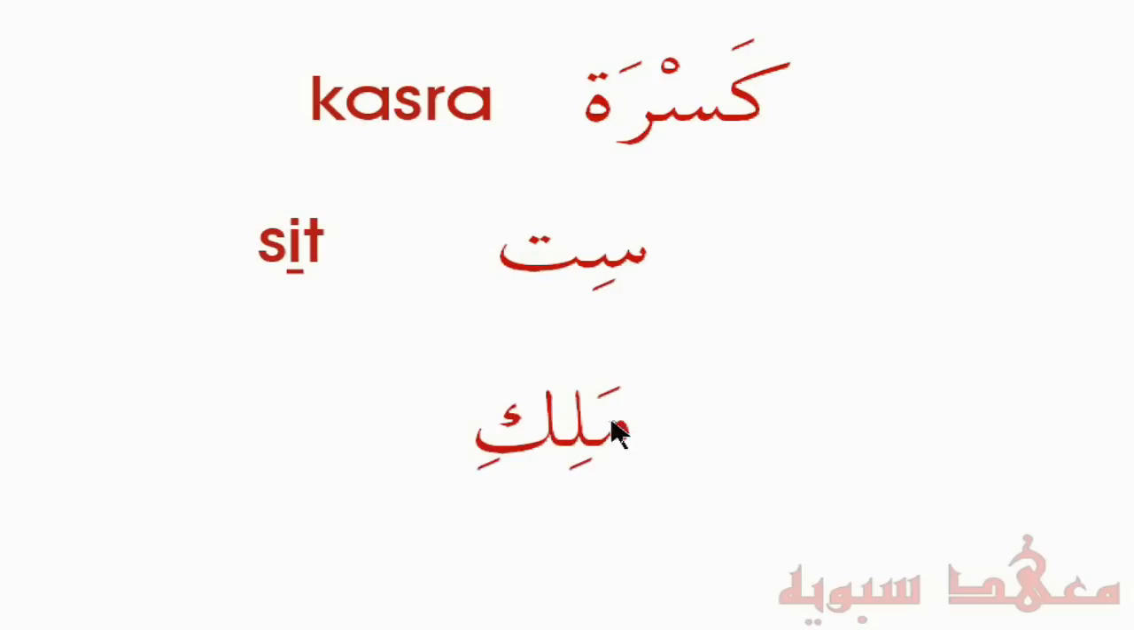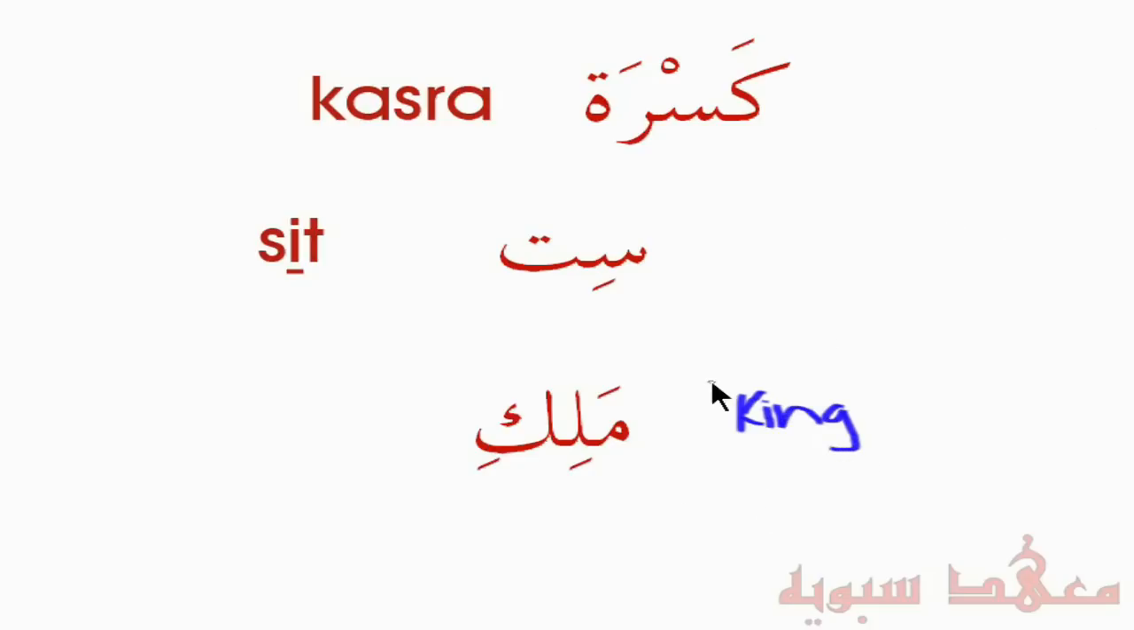For example, we have the following word. It's ma, that's a fatha, then the lam, li, and then the kaf, ki. So maliki. Malik means king. So let me just write this. A king.